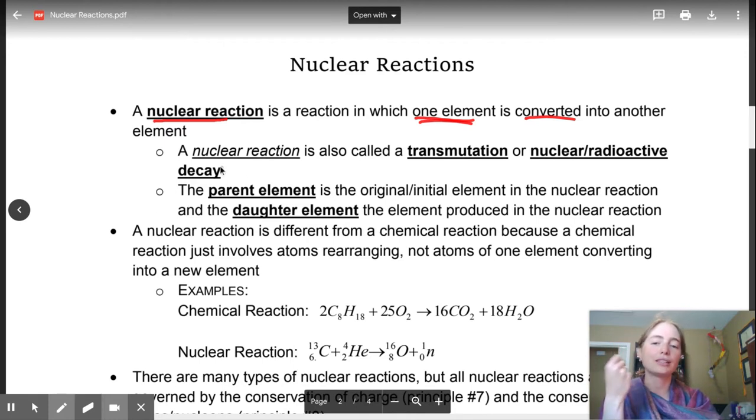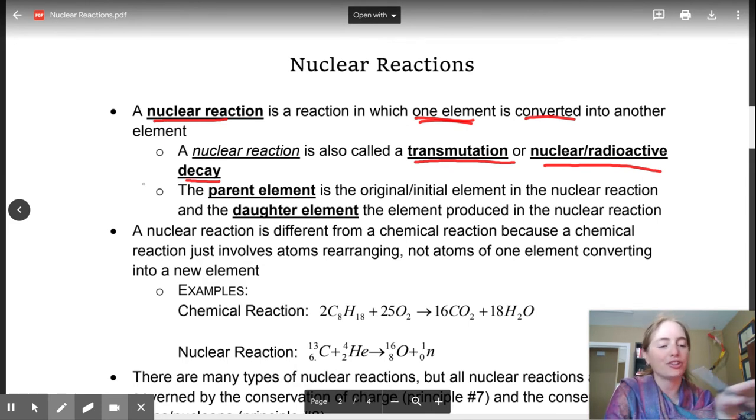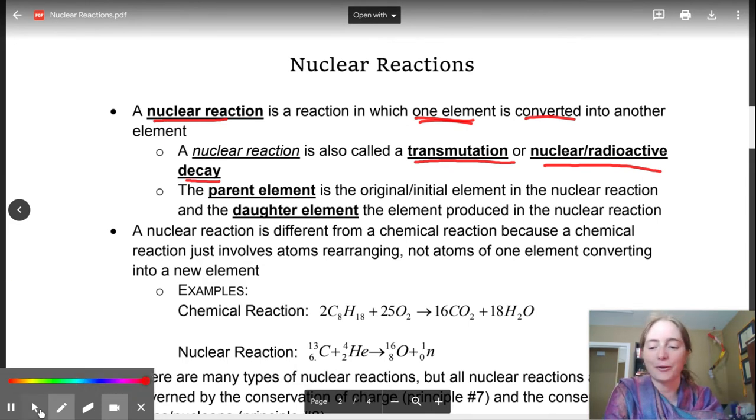So with these nuclear reactions, they can sometimes be called a transmutation or a nuclear or radioactive decay. So our focus today is more on the decay reactions, and fission and fusion are going to come in a couple videos later.